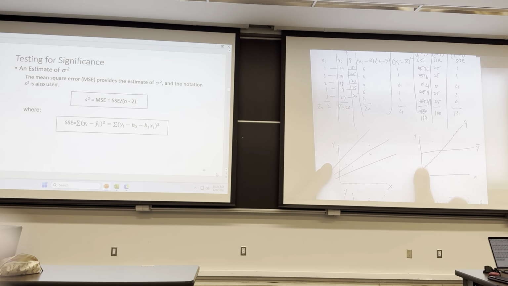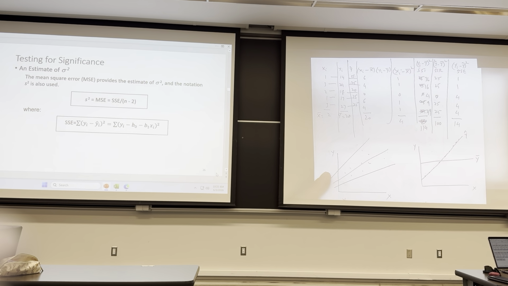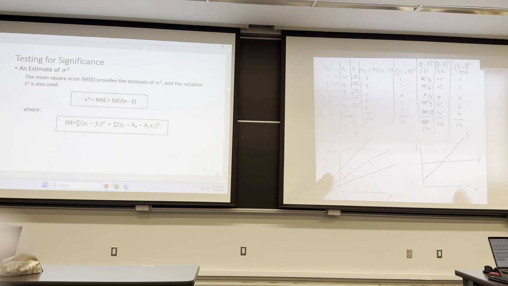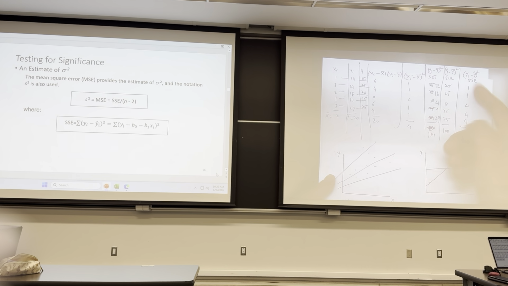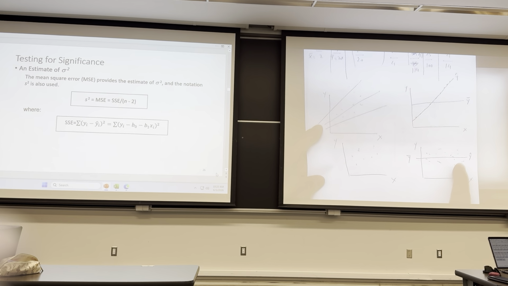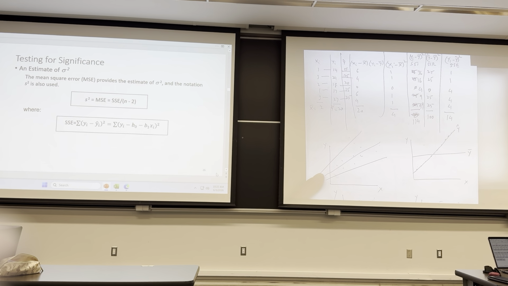What is this thing over here? Is there any dispersion around the regression line? So this is 0. What is over here? There is a lot of dispersion around the regression line. The regression line is just useless. So this is a very large number.